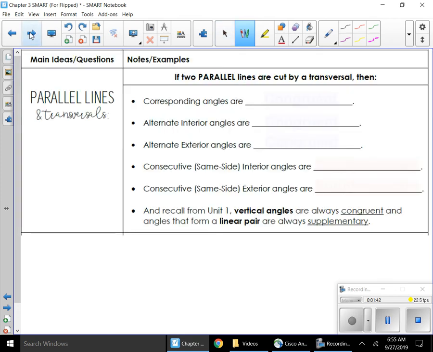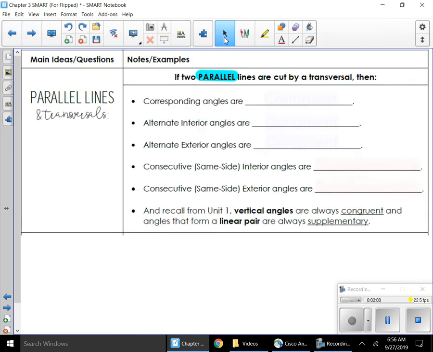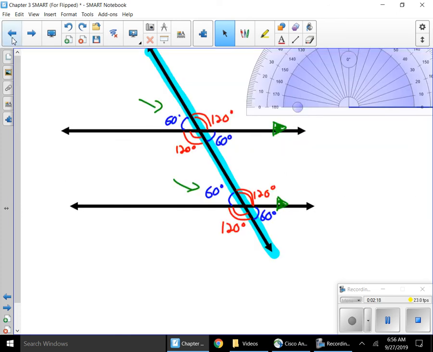If we have two parallel lines, again, they need to be parallel. If we have two parallel lines cut by a transversal, then corresponding angles, the ones in the same position, we'll notice our corresponding angles, like top left and top left, those are congruent. Corresponding angles are congruent. Alternate interior angles are also congruent, and so are alternate exterior angles. There's a ton of congruency there. And again, you can look at this picture and see that. Your corresponding are congruent, your alternate exterior are congruent, and so are your alternate interior.